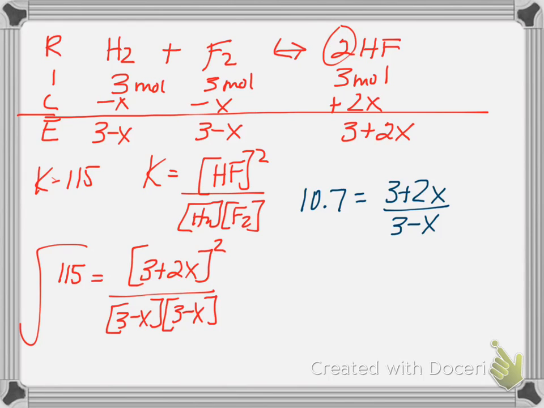So now what do we do? Good old-fashioned algebra, because we've got some x's in there. Do some good old-fashioned algebra. So do I need to go through it, or can I just go back to the end? Okay. So then that would give us 32.1, I think, minus 10.7x is equal to 3 plus 2x.